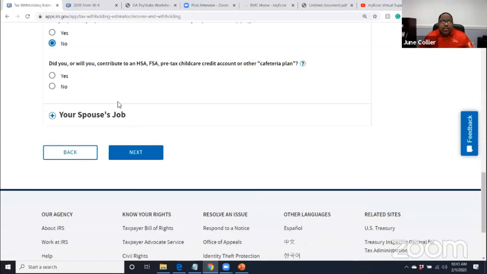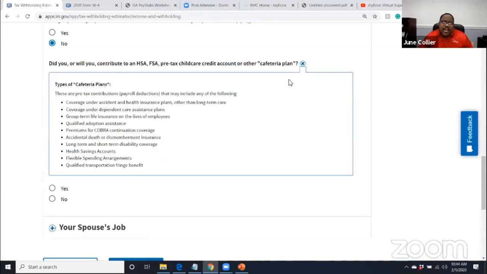And did you or will you contribute to an HSA, FSA, pre-tax child care credit account or other cafeteria plan? Now, somebody says, June, what does that mean? Well, here's the nice thing. There is a question mark beside each question. If you click on that question mark, it's going to open up and explain that question in more detail. So any question that you have some questions about, you can click on this button and it's going to provide you with more details around that particular question.